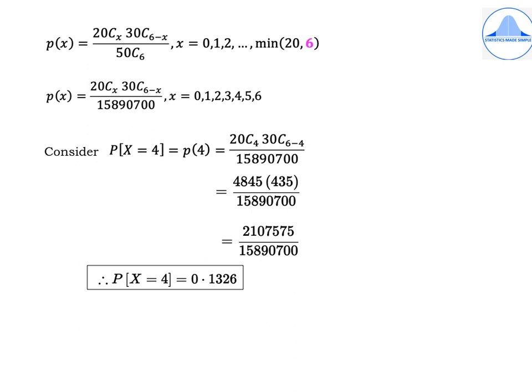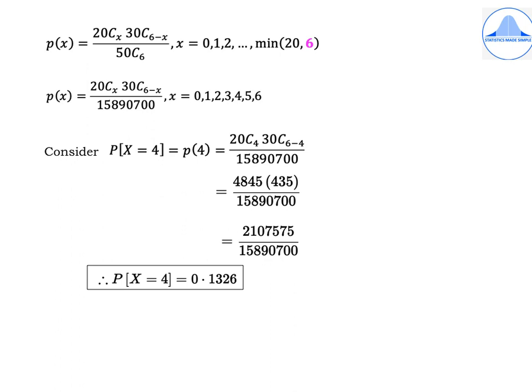Substituting the values of N, A and B in the PMF, we get P of X equal to 20Cx, 30C 6 minus X divided by 50C6. And X will take the values 0, 1, 2, 3, so on, minimum of 20, 6. And the minimum of these two values is 6, which is highlighted in pink color.